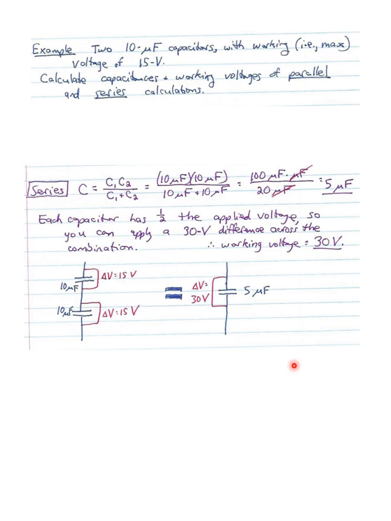But now let's think about how this changes our working voltage. Each capacitor has half the applied voltage, so you can apply a 30 volt difference across the combination. Because this one up top, it can handle 15 volts, and this one can handle 15 volts. Meaning that together you can apply 30 volts, and each one will only get a voltage difference of 15. So you can actually get a higher working voltage, which then can affect how much energy we can store in this combination.